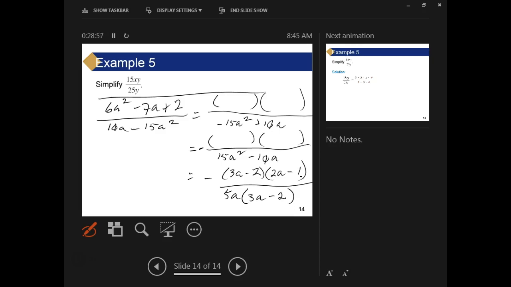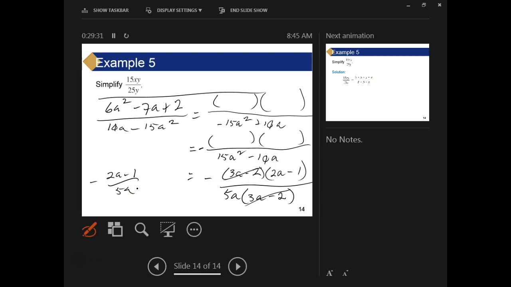3a times 2a is 6a squared. 3a times minus 1 is minus 3a. Adds 2. Minus 7a. All right. And minus 2 times minus 1 plus 2. Yes, it works. So what can we do next? Divide out the 3a minus 2. That leaves us a minus 2a minus 1 over 5a.